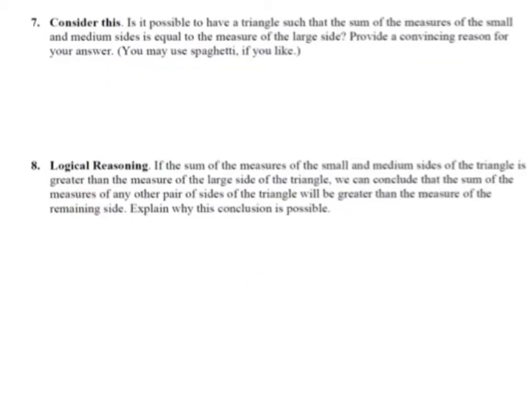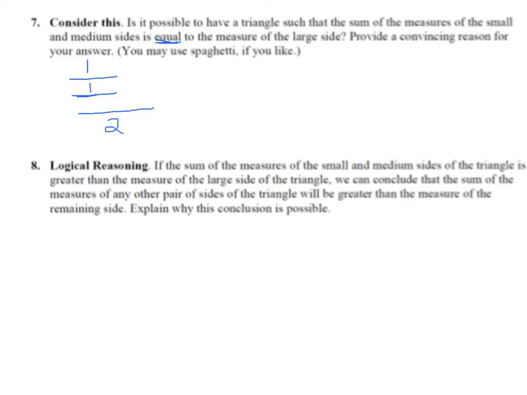So is it possible to have a triangle such that the sum of the measures of the small and the medium size is equal to, and this is the key word here, equal to the measure of the large side? Provide a convincing reason for your answer. Well, if I have 3 pieces of pasta, let me say that this is 1, this is also 1, and this is 2. Can I put those together to get a triangle?